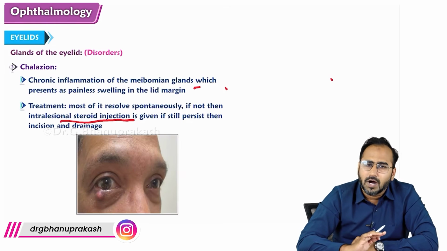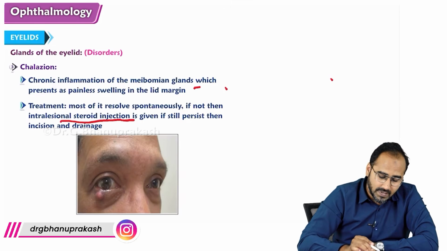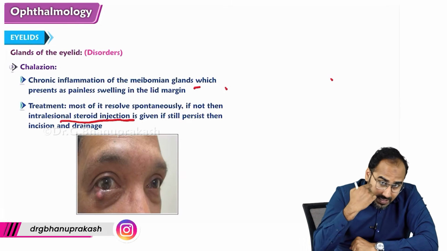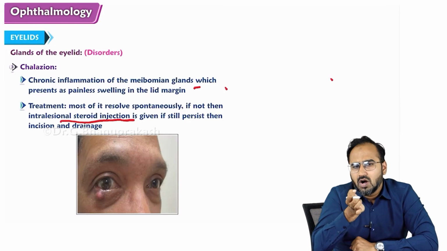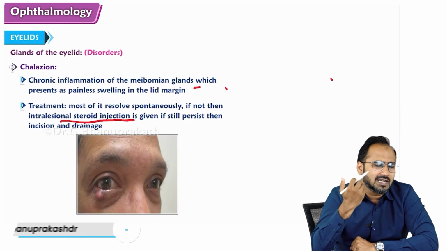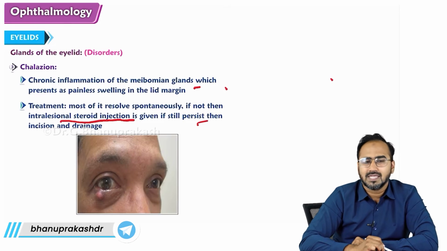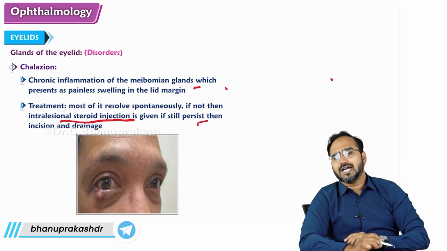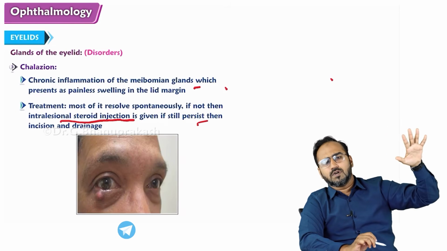will resolve spontaneously. If it doesn't resolve spontaneously, what we can do is give an injection of steroid inside the chalazion that will shrink it. Or if you see cystic contents, you can give I and D, incision and drainage. That was regarding chalazion.